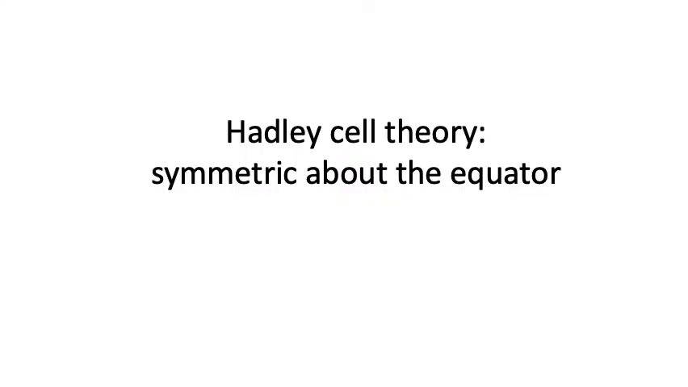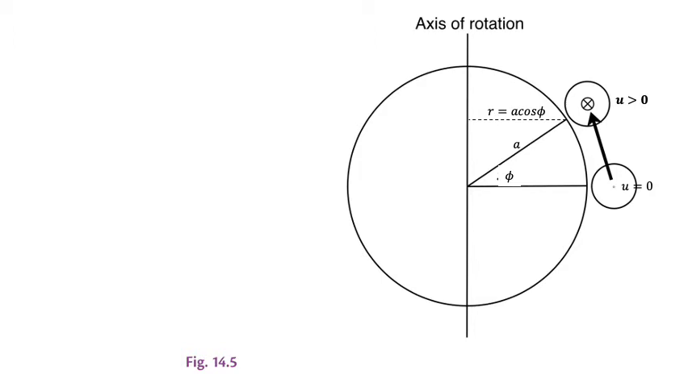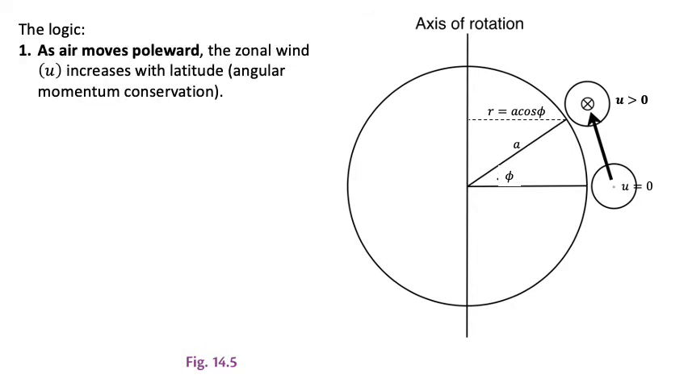Okay, so now let's get back to the Hadley cell. Let's talk about Hadley cell theory, and the primary focus is on the symmetric theory for the Hadley cell about the equator. We're going to go back again to this idea of angular momentum conservation as you move poleward away from the equator. The logic here is that as air moves poleward, the zonal wind, U, increases with latitude.